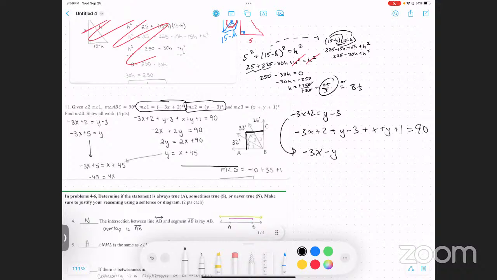3x minus y. See how I subtracted y? Yes, sir. And let's move the 2 to the other side. So what would I get if I move the 2 to the other side? -5. Perfect. Good job. Now let's clean up the second equation.